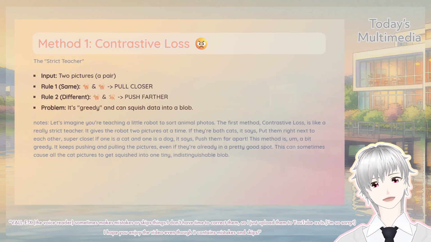Let's imagine you're teaching a little robot to sort animal photos. The first method, Contrastive Loss, is like a really strict teacher. It gives the robot two pictures at a time. If they're both cats, it says, put them right next to each other, super close. If one is a cat and one is a dog, it says, push them far apart. This method is a bit greedy. It keeps pushing and pulling the pictures, even if they're already in a pretty good spot. This can sometimes cause all the cat pictures to get squished into one tiny, indistinguishable blob.